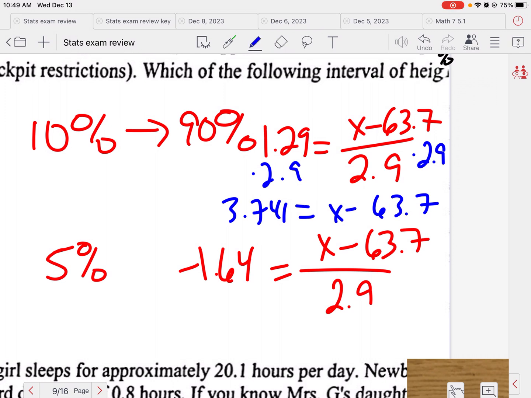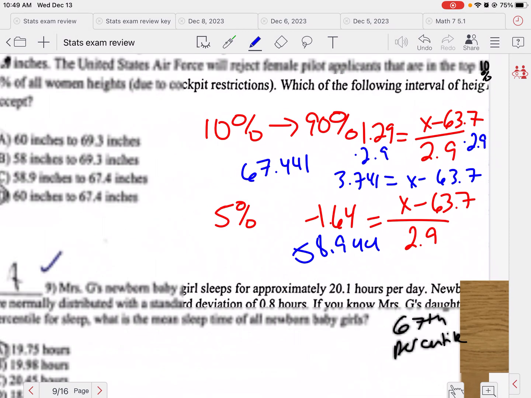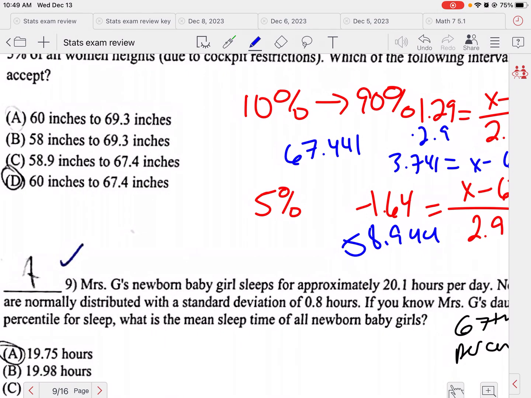I was going to get a negative number, which is why I was a little worried. So 67.441. And I'm going to do the same thing with the negative 1.64. I'm going to times that by 2.9, and then I'm going to add 63.7 to that, and that's going to be 58.944. And I'm going to look to that one, and that looks to be about C. Okay.